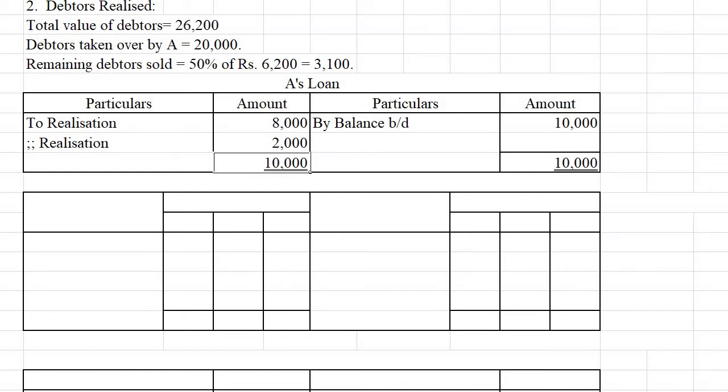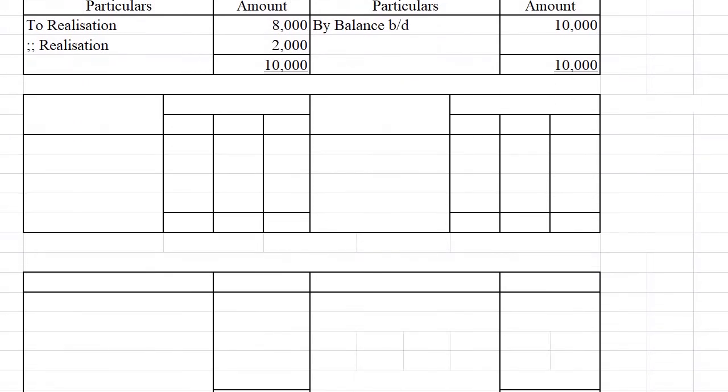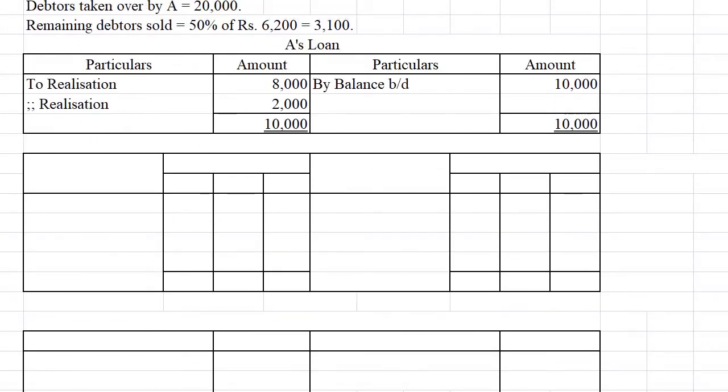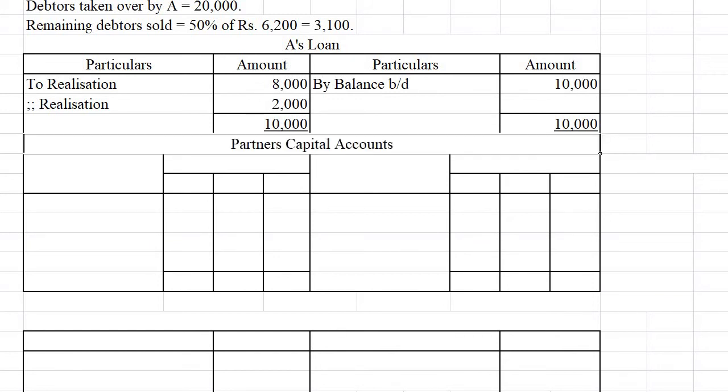So we know that partner's loan account will not be transferred to partner's capital account. Loan account is separate and capital account is separate. That's what we have seen here. Now let us prepare capital account of partners. Partner's capital account is ready here.